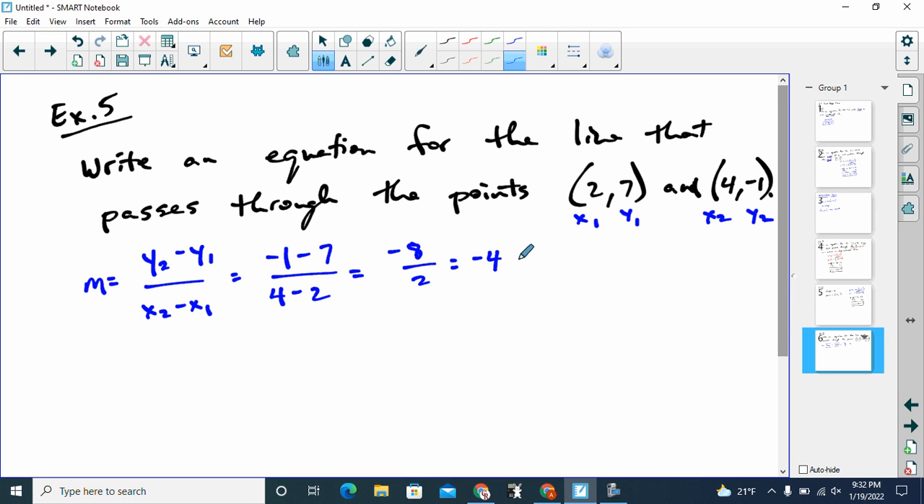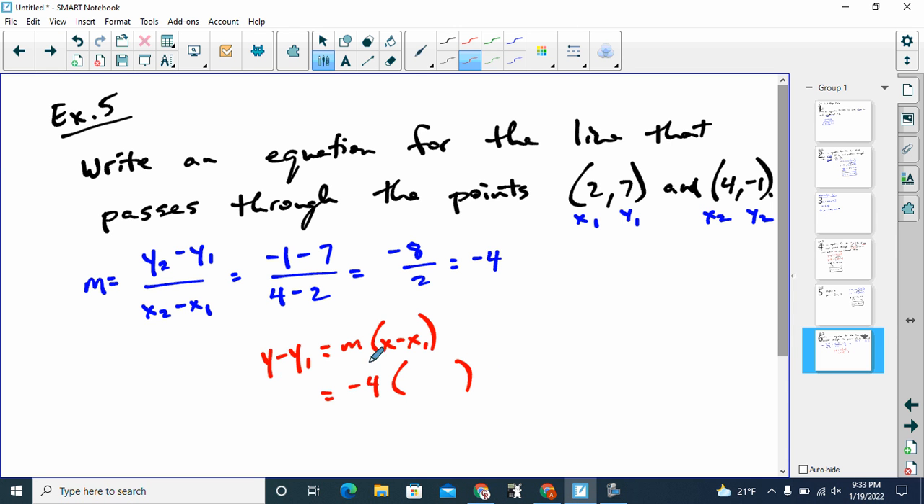It doesn't ask what is the slope. It wants us to write an equation for the line that passes through those 2 points. Well, to write an equation of a line, I need a point and a slope. Well, I have 2 points and a slope. So let's go to point-slope form. Y minus y1 equals m times x minus x1. My slope is -4.